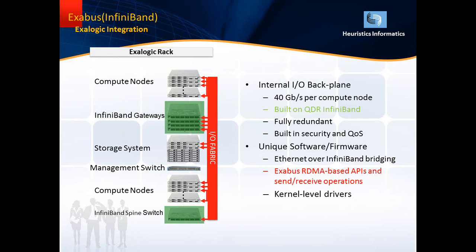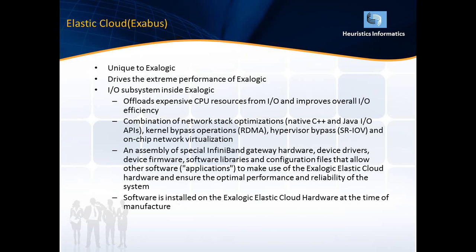So the Exabus, which is unique to Exalogic, gives extreme performance for Elastic Cloud, and the IO system within the Elastic Cloud is not in the normal fashion. The IO operations performed in the Elastic Cloud are different from the standalone. How is it different? Normally for the standalone, for each and every IO, there will be the intervention of CPU. But within the Elastic Cloud, there won't be any intervention of CPU. The CPU is offloaded for each and every IO happening in the Elastic Cloud. So this is where the Elastic Cloud is giving the maximum performance at the network level.